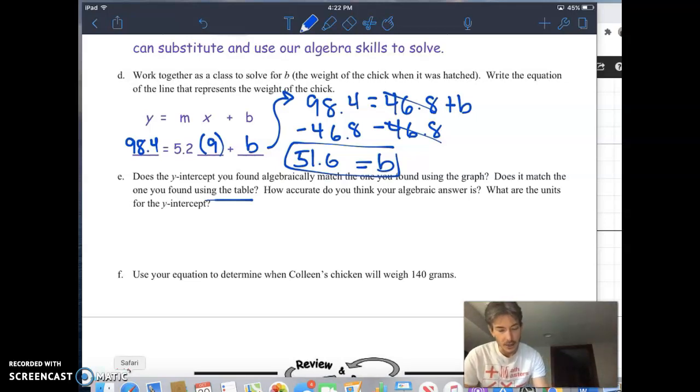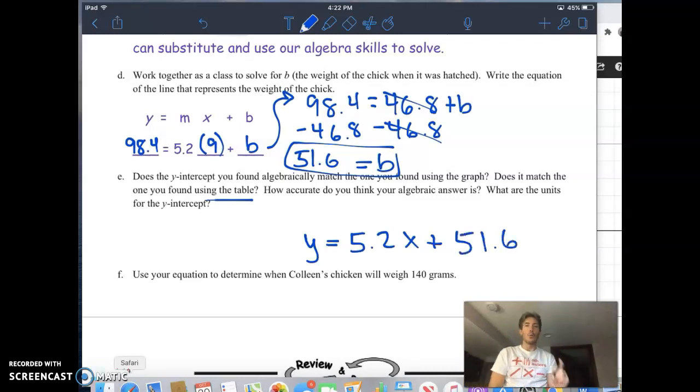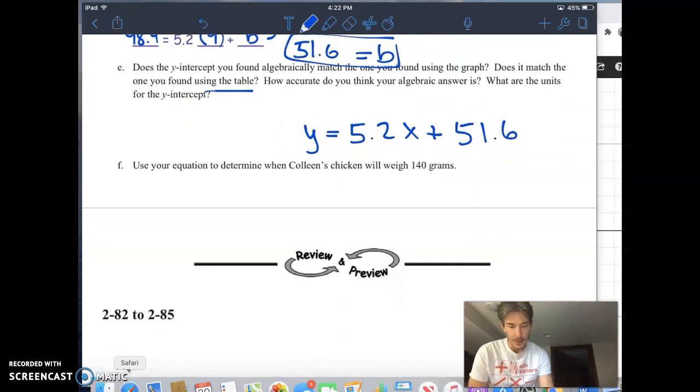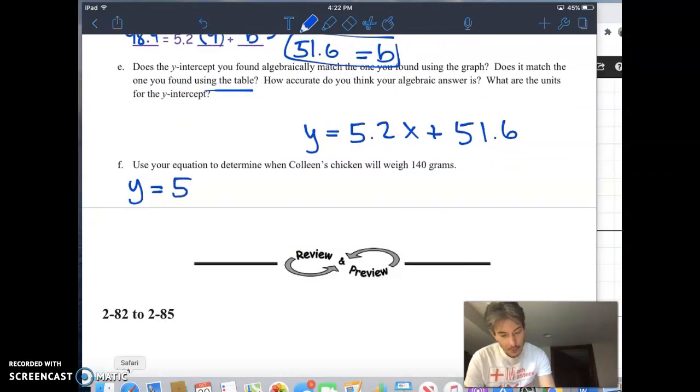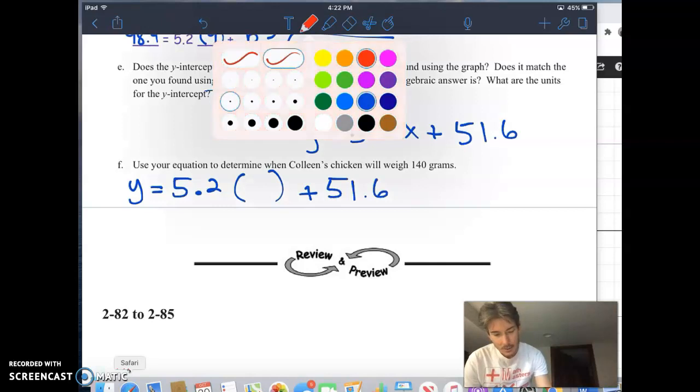I'm going to show you another way we can check and see if we're accurate. Check this out. I'm just going to rewrite this equation one time. y equals 5.2x plus, but now instead of writing b, I'm going to write 51.6, that birth weight or that hatching weight of that chicken. And we're going to do something a little goofy here. You guys ready? I'm going to take this equation, our model that we think is accurate, and instead of writing x, I'm going to use our known data.